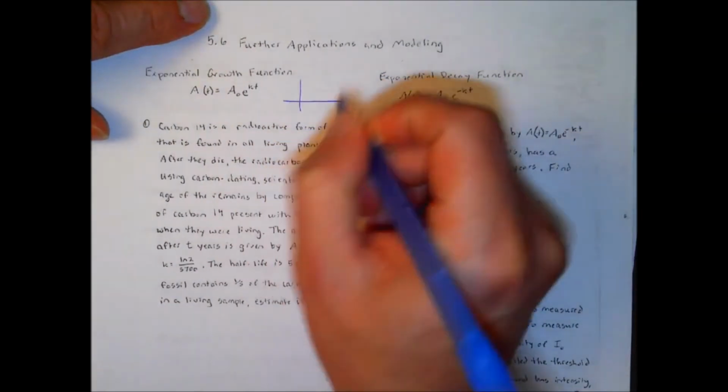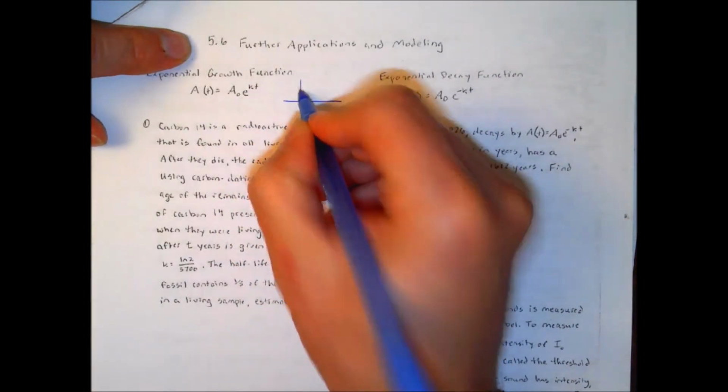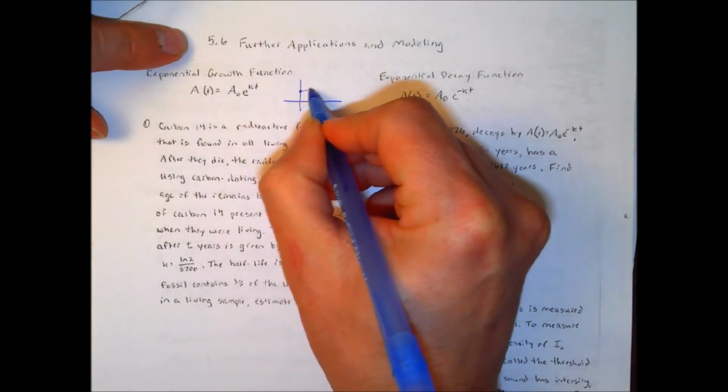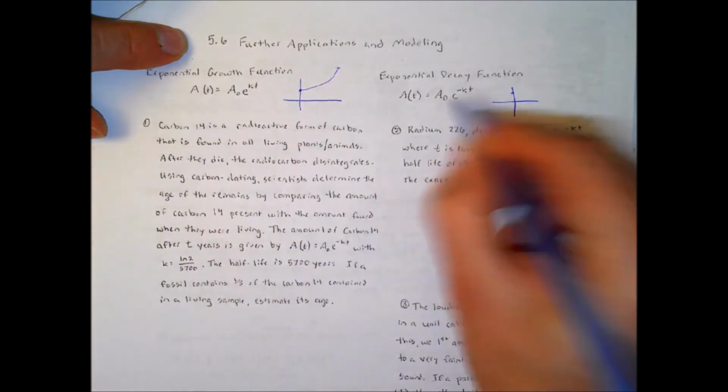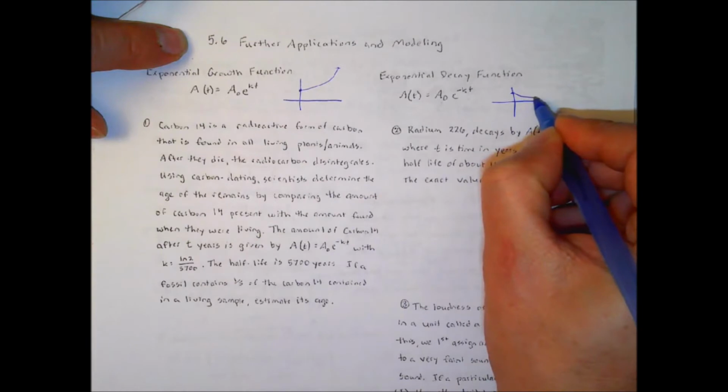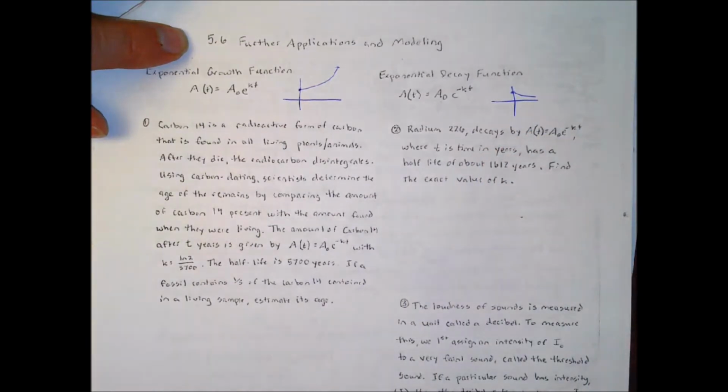Basically, this says we start with a certain amount, a sub o, and it's either going to grow exponentially, or it's going to decay exponentially. Okay, so we have those two different types of equations.